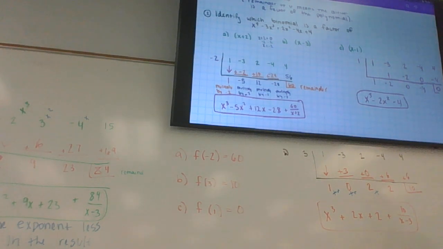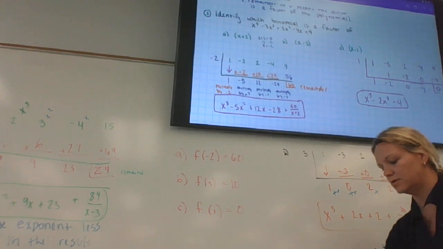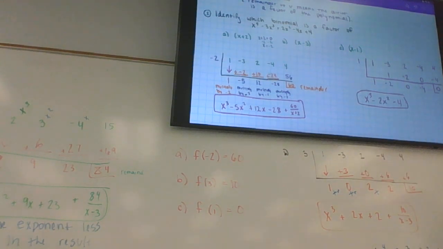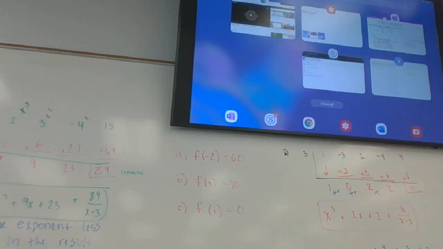I gotta look at Desmos for a second. So this is x to the fourth minus 3x to the third plus 2x squared minus 4x plus 4. I'm gonna put this in Desmos, try to make a connection for you about graph. I haven't tested it yet.